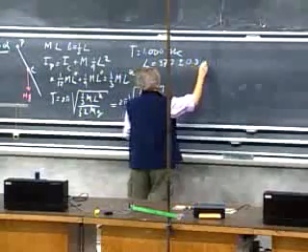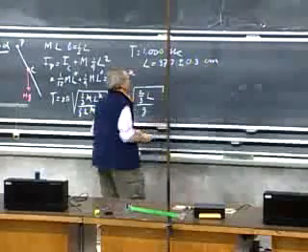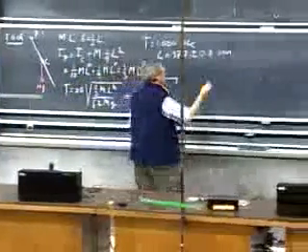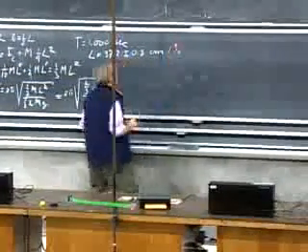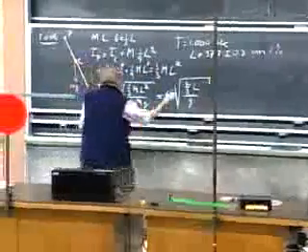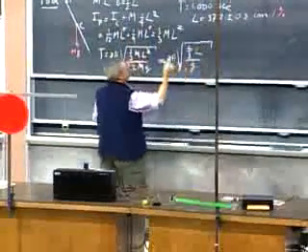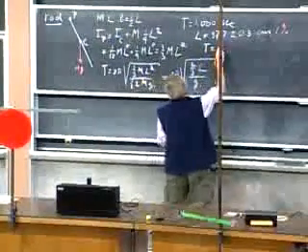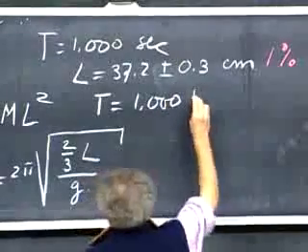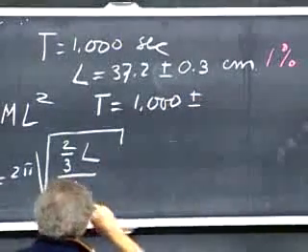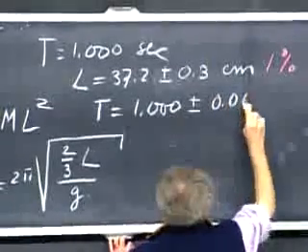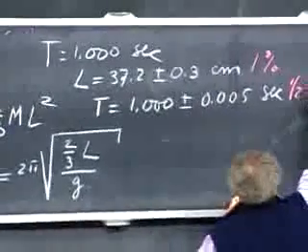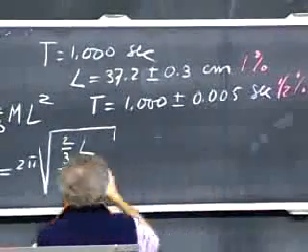So 0.3 centimeters. That's what we have. That is an error of 1 part in 370. Let's round that off. That's a 1% error in the length. Since the length is under the square root, the 1% error becomes 0.5% error. So the period that I then would predict is about 1.000 plus 0.5%, so that is 0.005 seconds. So that then has a 0.5% error. So this is my predicted period.